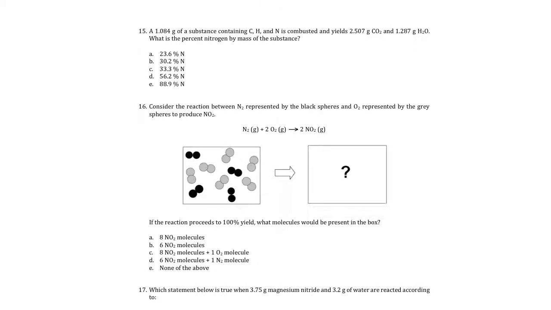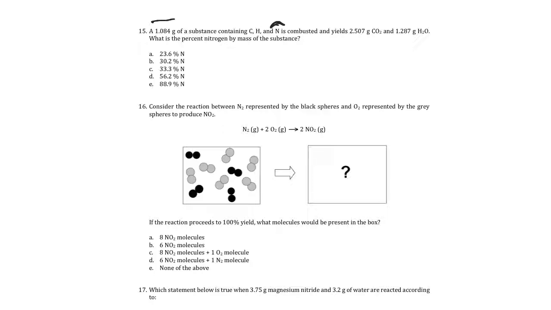Number 15, substance contains C, H and N. It's combusted, yields CO2 and water. So this example here is the first one I think I've solved on a quiz or a tutorial where it hasn't been O, but it doesn't have to be O. It can be anything. So we're just determining the third element by difference.